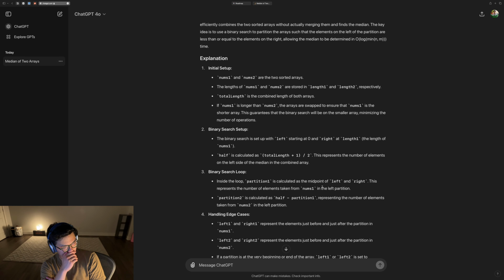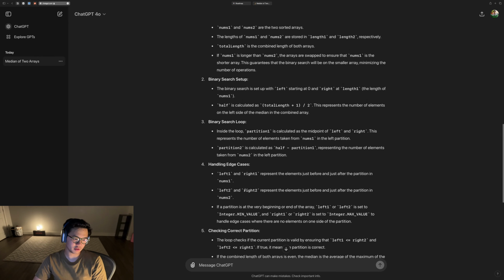Inside the loop, partition 1 is calculated as the midpoint of left and right. This represents the numbers. So we have the first partition. The first partition will be the middle of left and right always, and the second partition will be the remainder between that point and the halfway point.